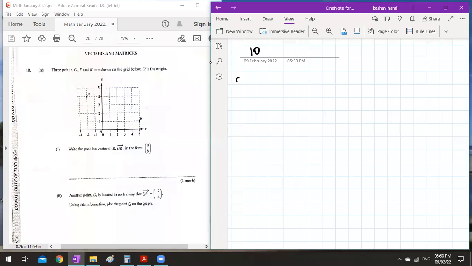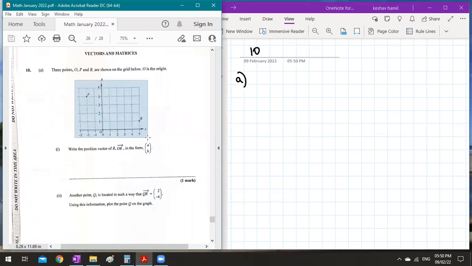All right, so question 10e. Three points O, P, R, S are shown on the grid. O is the origin. Write the position vector. So let me draw this first.